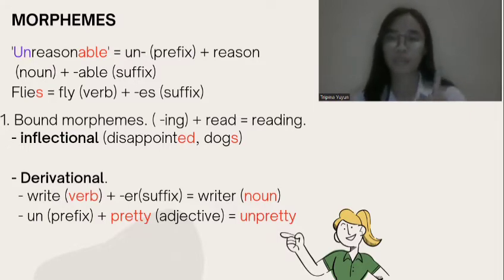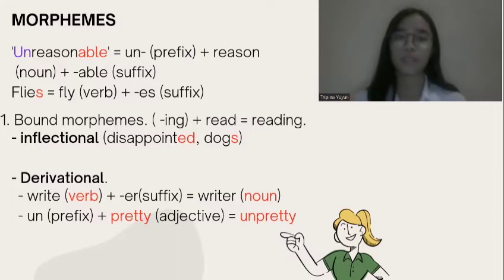The first one is bound morphemes. You can see on the screen. A bound morpheme is a morpheme that cannot stand alone. So you need to combine it with another morpheme or word to have meaning. Like the example in brackets, you can see the suffix ing there. It's a bound morpheme, so you need to combine it with a word, which is read. So it becomes reading. It has meaning.